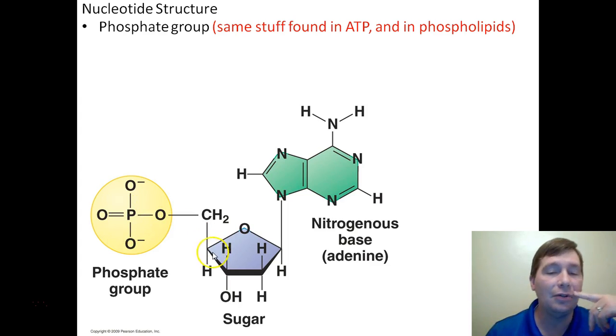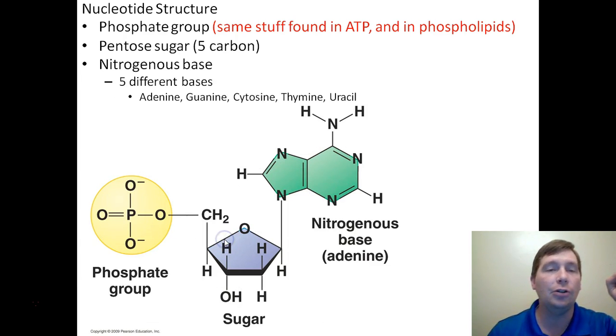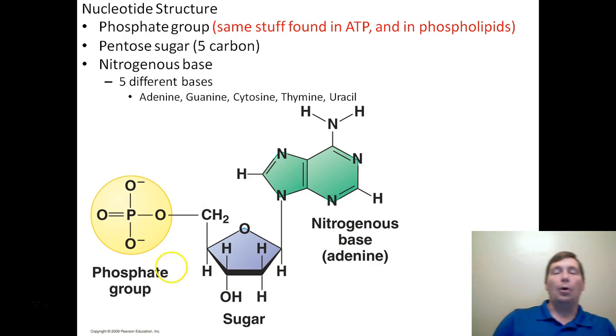Now attached to this phosphate group is going to be a sugar, a pentose sugar that has 5 carbons in it. And then attached to that sugar is going to be a nitrogenous base. All right? So these are the main things that make up a nucleotide, and if you take a bunch of these nucleotides and put them together, you make a strand of DNA or RNA. The different nitrogenous bases are adenine, guanine, cytosine, thymine, and uracil.